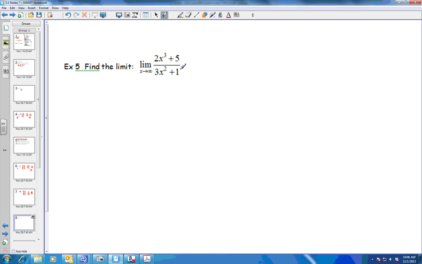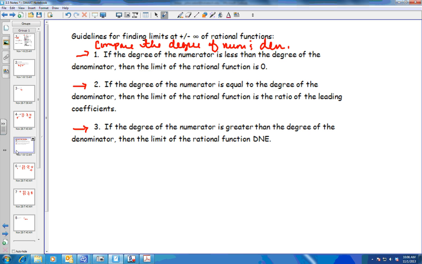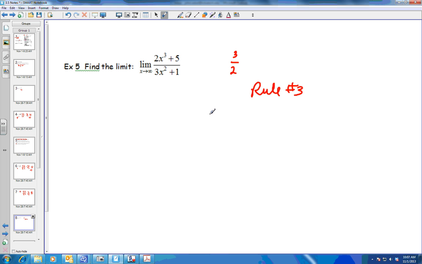Let's compare the degrees. The degree in the numerator is 3. Degree of the denominator is 2. So look on your rules. This should be rule number 3. Rule number 3 says, if the degree of the numerator is greater than the degree of the denominator, then the limit of the rational function does not exist. Okay, so this must go to positive or negative infinity.